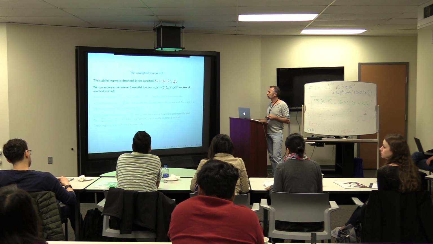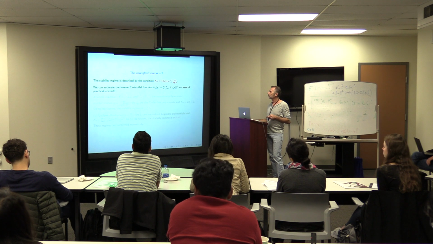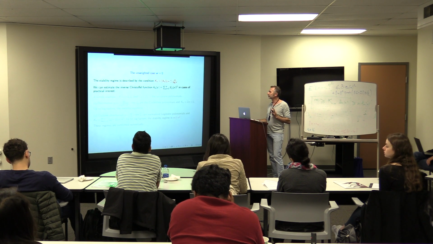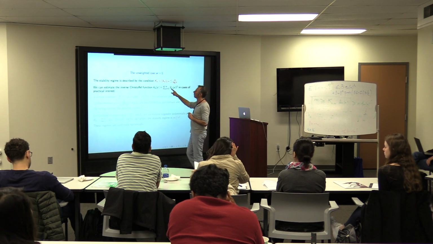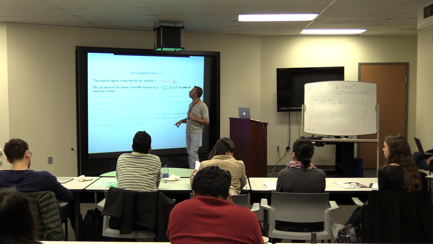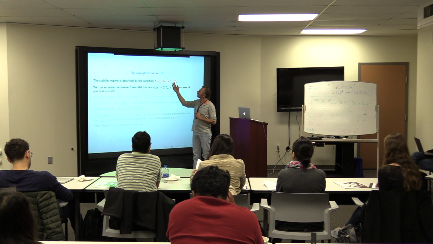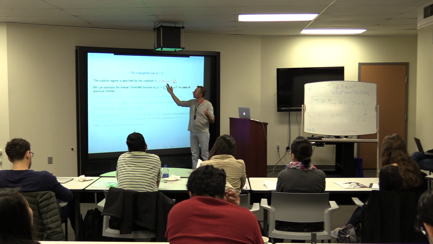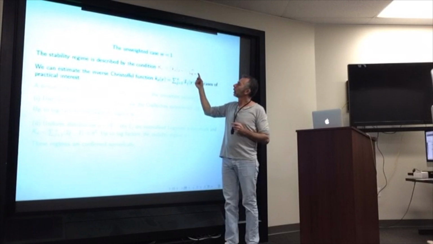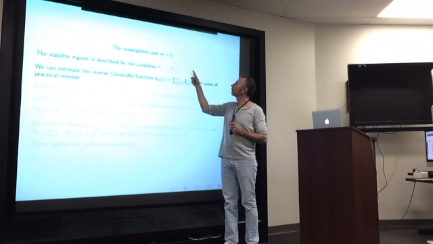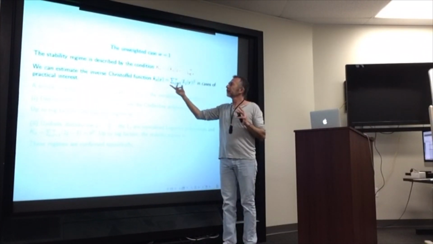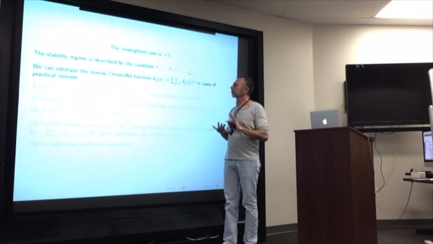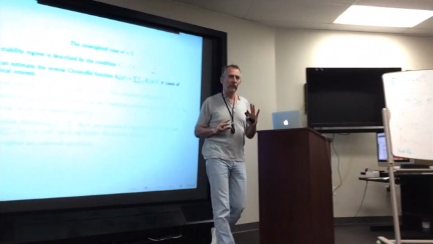And I want to illustrate in the unweighted case. So in the unweighted case, the stability regime is described by this condition, because K_NW becomes K_n. So your stability condition is that the number of samples over log n should be bigger than K_n. Now, we can estimate this inverse Christoffel function in all kinds of cases of interest.